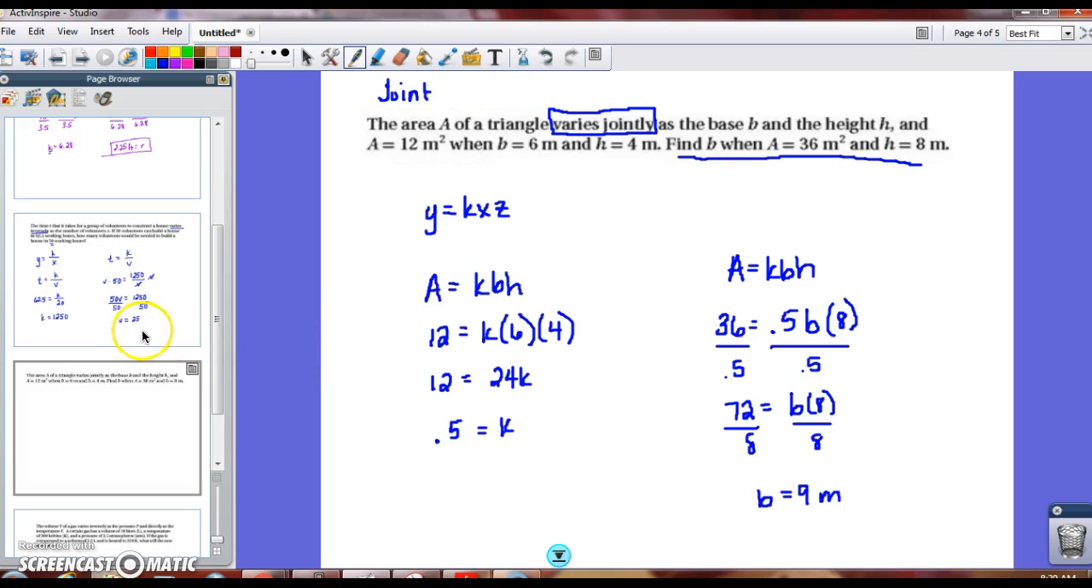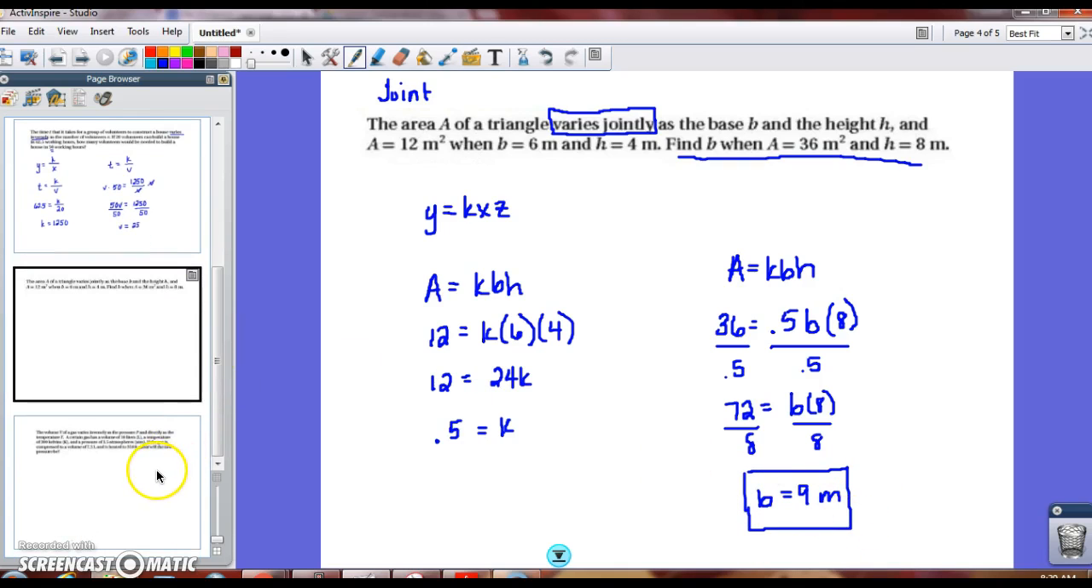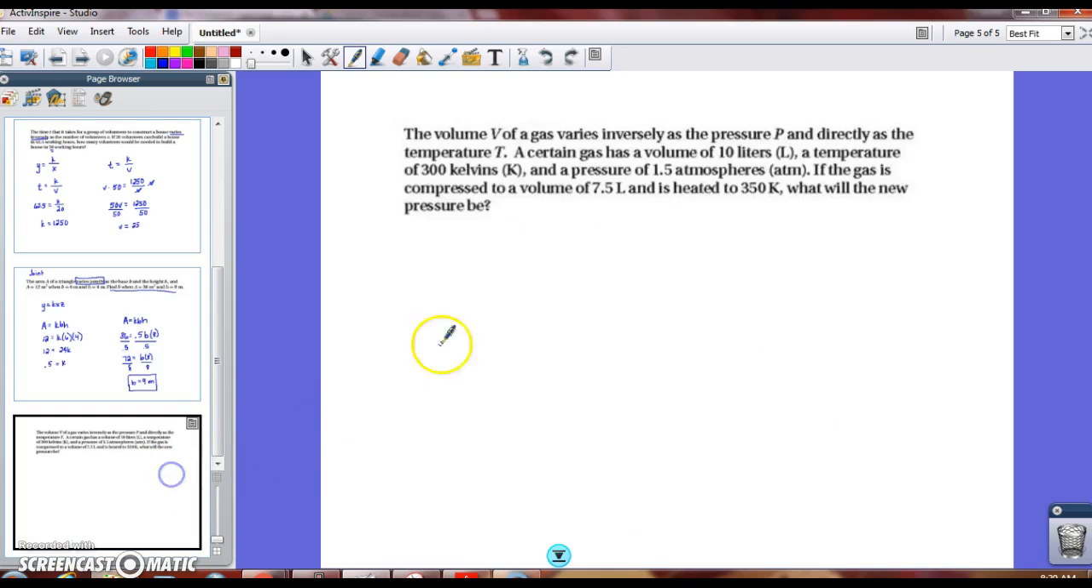And I didn't do it in the last problem, but make sure you label. Whenever you're dealing with word problems, you want to make sure you put a label in there. Okay, the last one, so that was joint variation. Like I said, you're just adding another variable in there. The last one is combined variation. And combined variation is just putting inverse variation together with direct variation in the same problem.